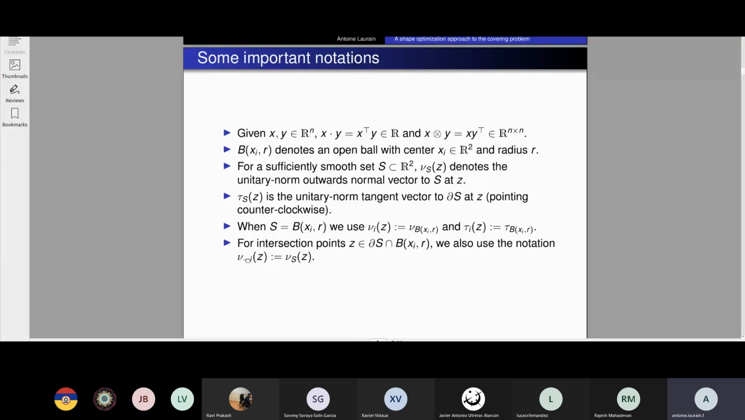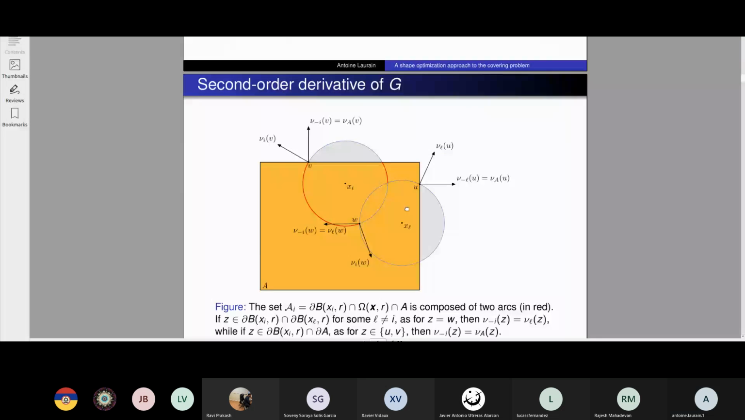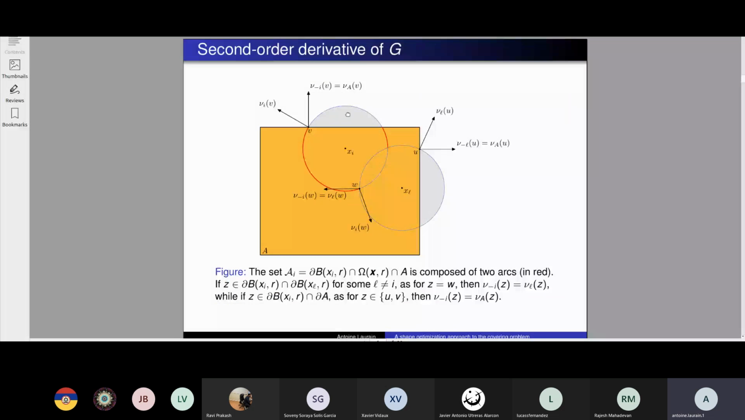This notation is just to emphasize that at the intersection point you have two normal vectors. You have one for the ball and one for the set S. So nu minus I is just to explain that it's not the normal vector to the ball, but to the set which is intersecting the ball. I need this notation because afterward I'm going to use this nu minus I a lot.